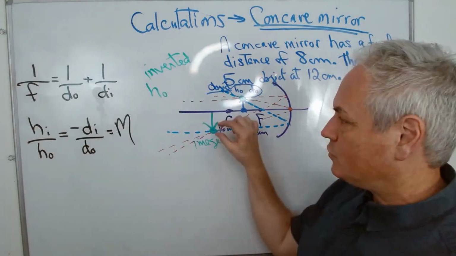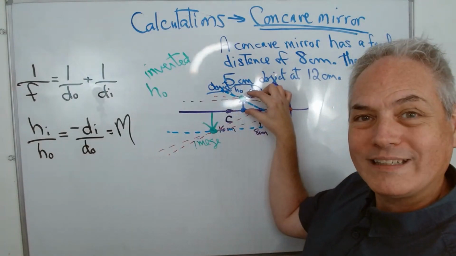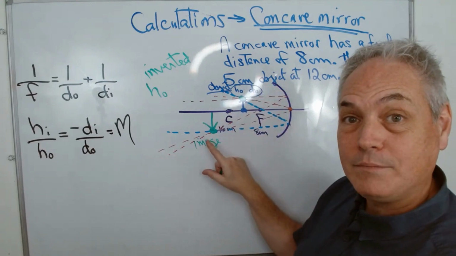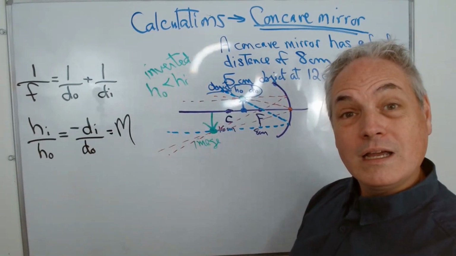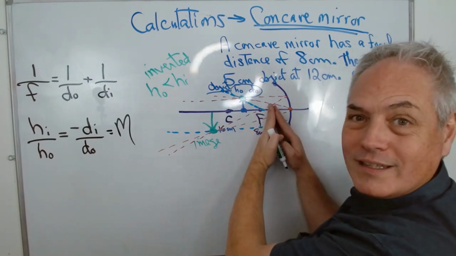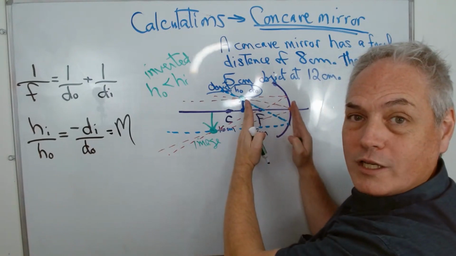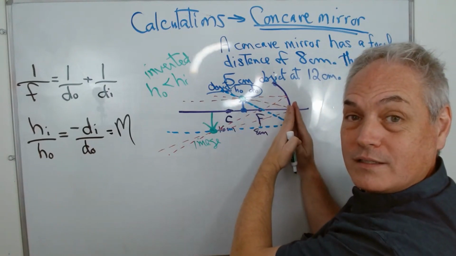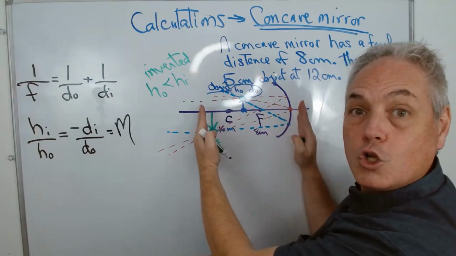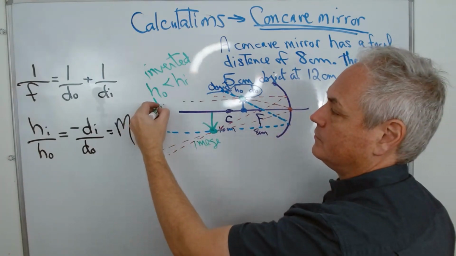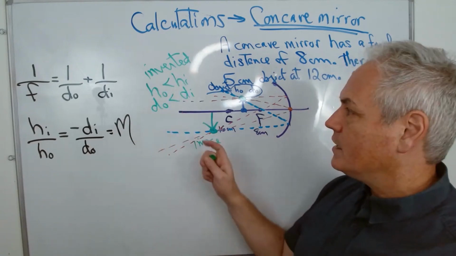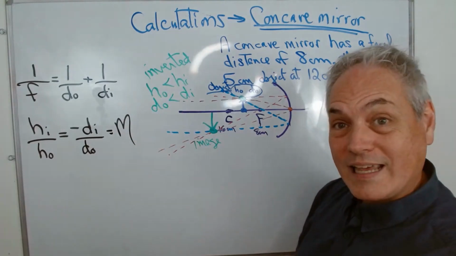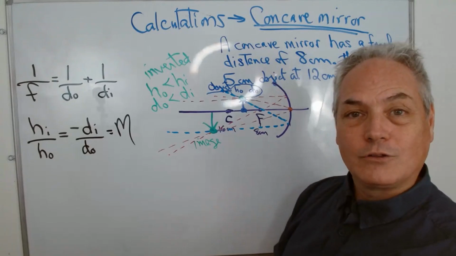Inverted. The other one, we know that the height of the object is smaller than the height of the image. So that's something we know. How about the distance? The distance between the mirror and the object is smaller than the distance from the mirror to the image. Very nice. So these are things that we can say even before we do any calculations.